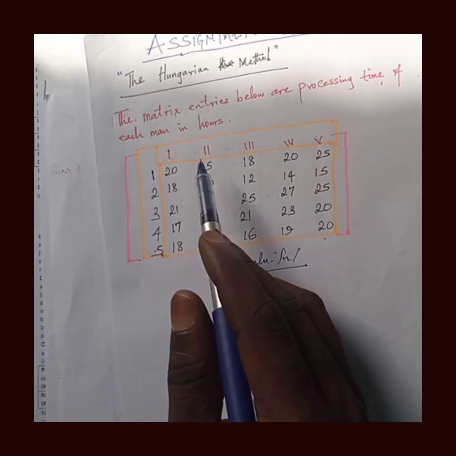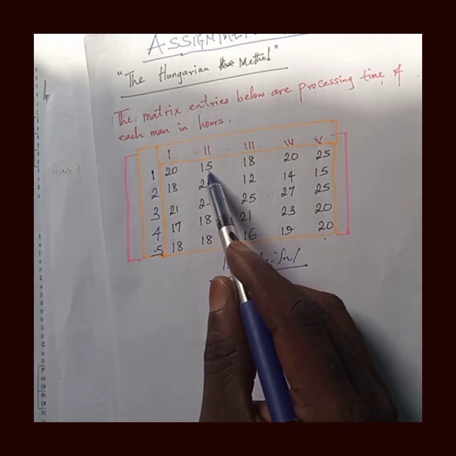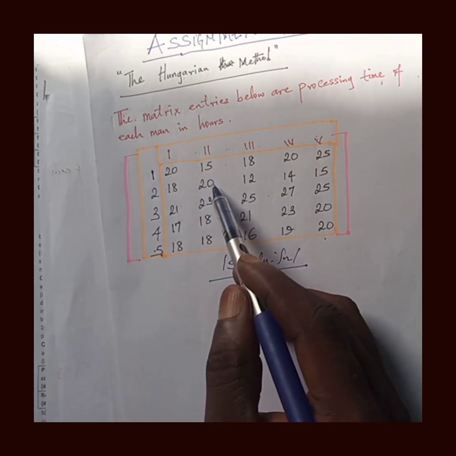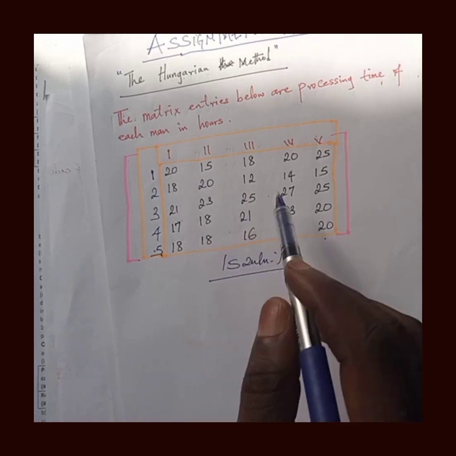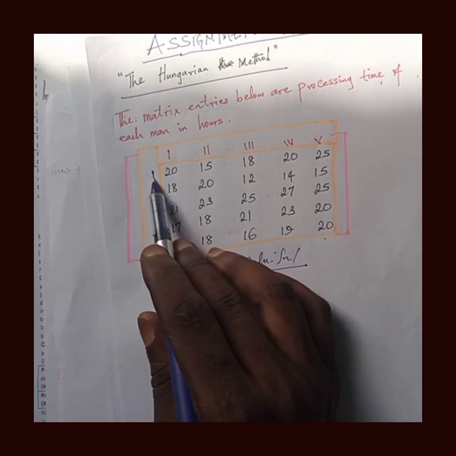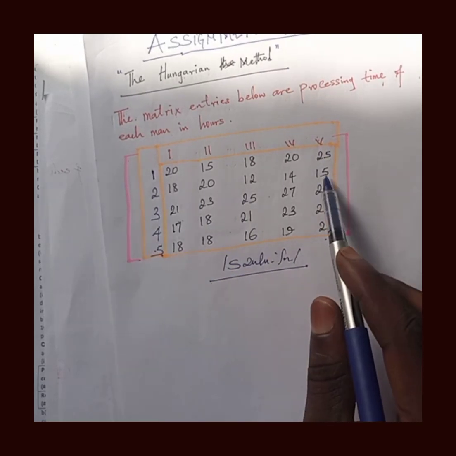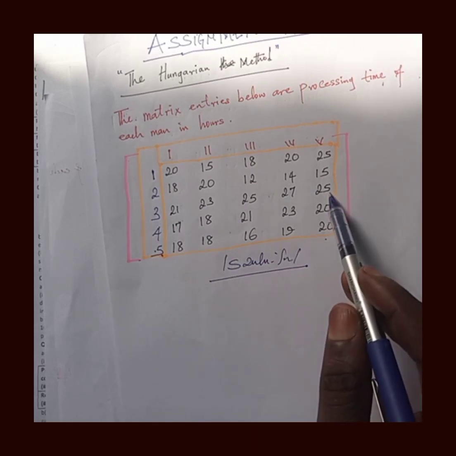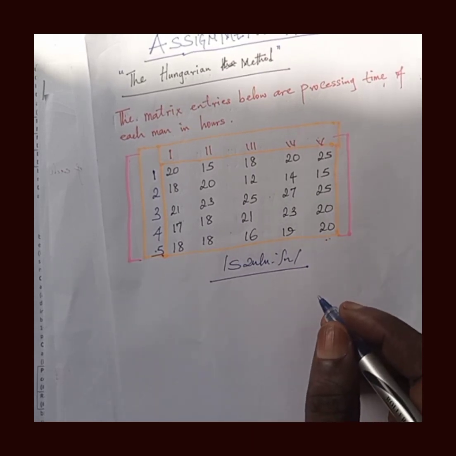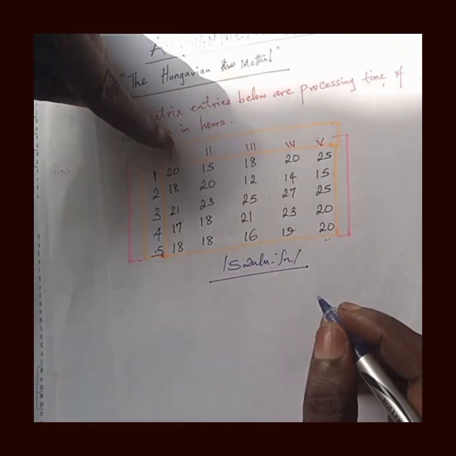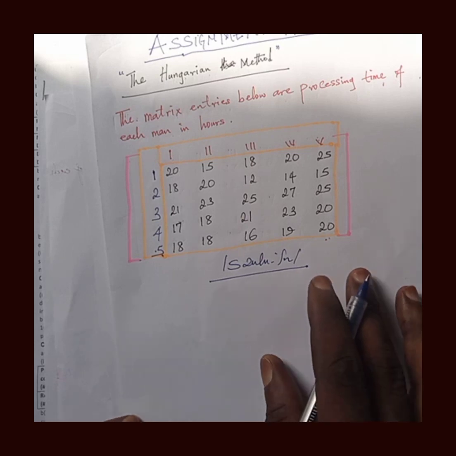For the first person to process the second job, it's going to take him 15 hours, while this one will spend 20 hours, and this one will spend 23 hours, like that. Till we get to the final one, which the first person will handle in 25 hours, this one will spend 15 hours, this will spend 25 hours, and this will spend 20 hours, and this will also spend 20 hours. Now we want to assign these jobs to the 5 men. And how do we do that?